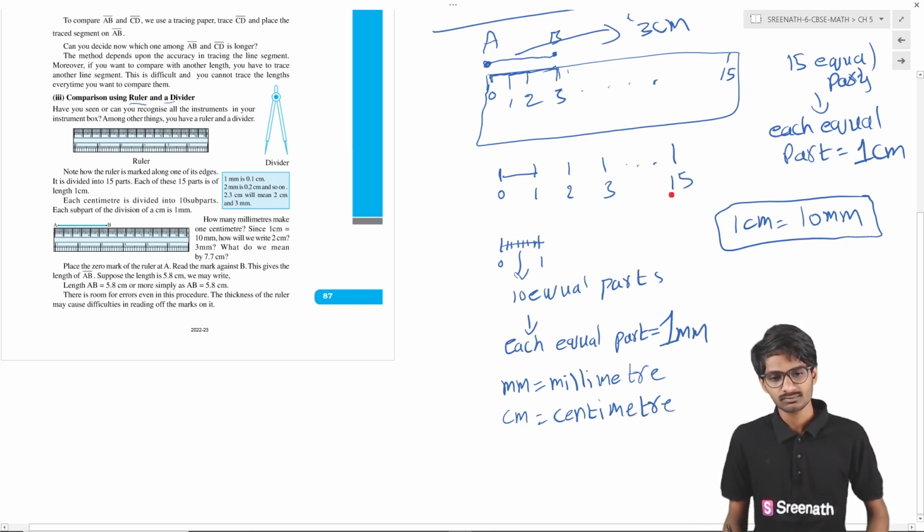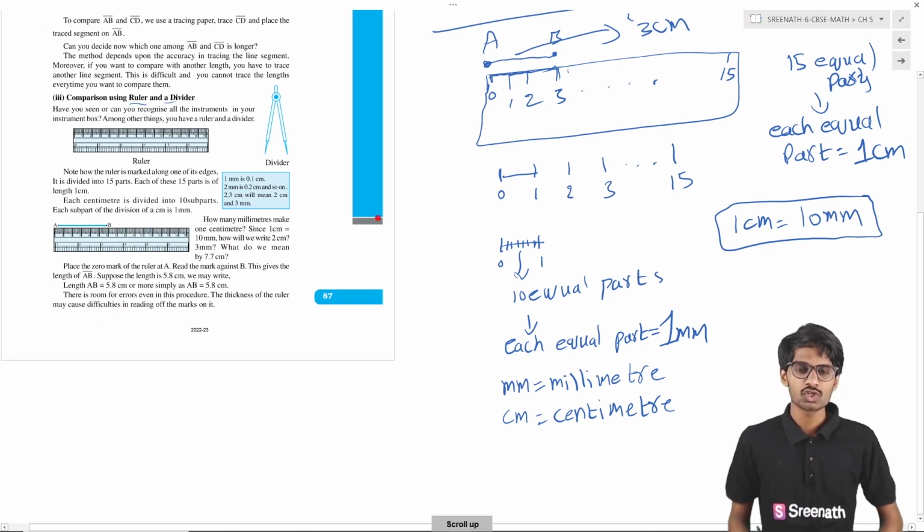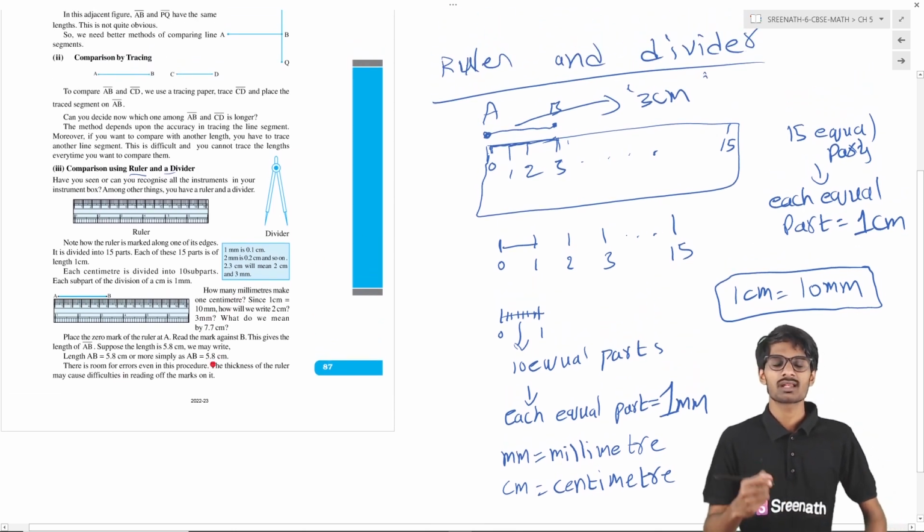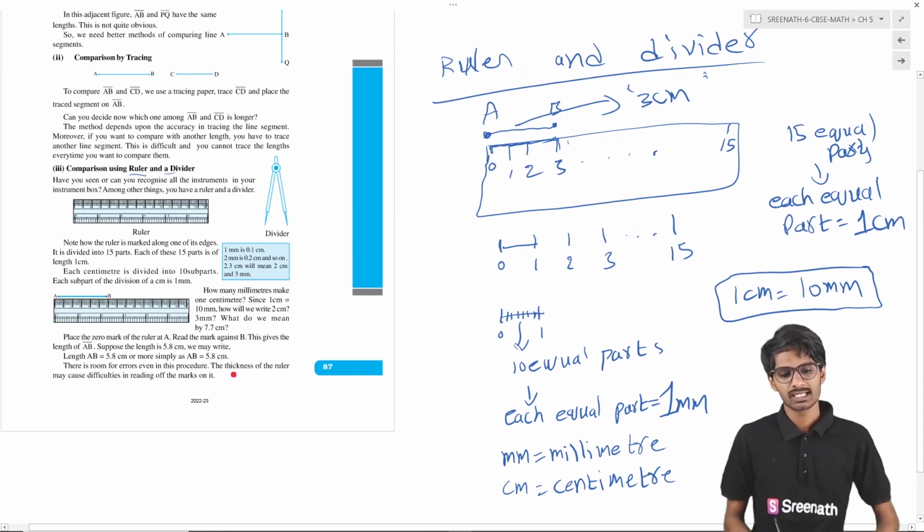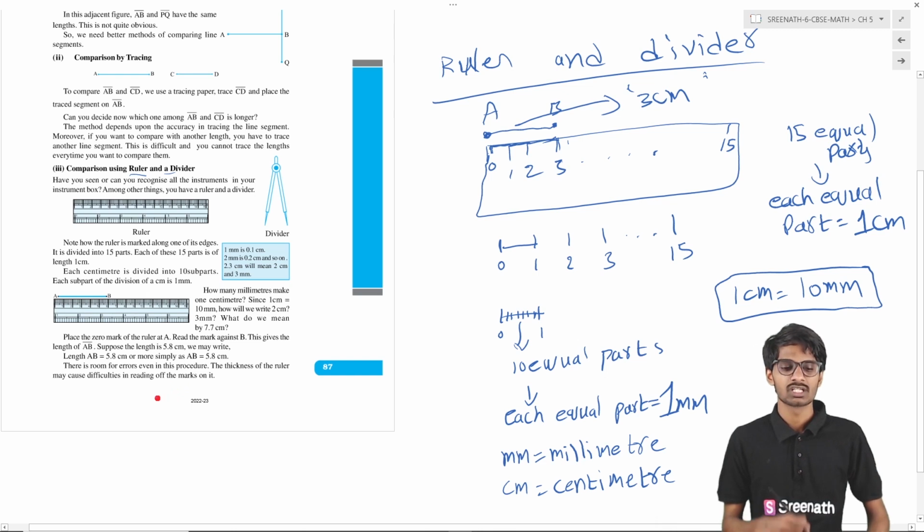Okay students, but measuring with the ruler also has some errors, no, students. Basically, the thickness of the ruler may cause difficulties in reading the marks on it. So what are the difficulties? The thickness of the ruler gives some trouble.